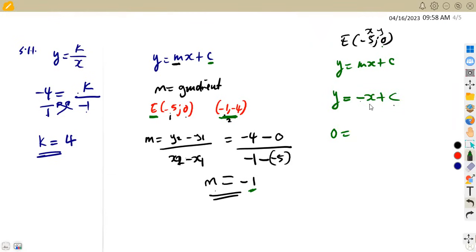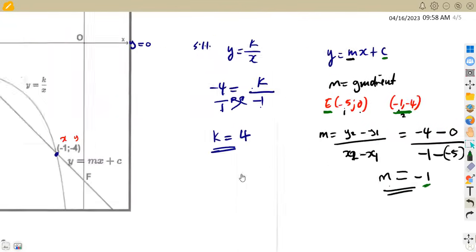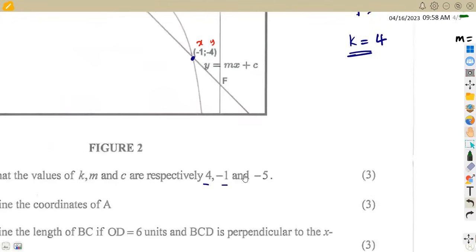So this is -x, meaning to say we've got minus, substitute x, which is -5 like this. So that is minus, which is a positive. So if we transpose 5 to this side, it is going to be 0 minus 5 is equal to C. So C is equal to -5. All right, so these are the values that we're supposed to determine: the value of M, the value of C, the value of K. So C here, that's -5.